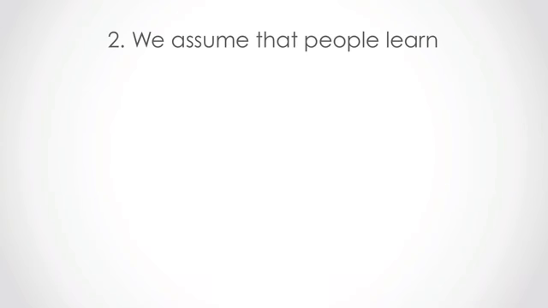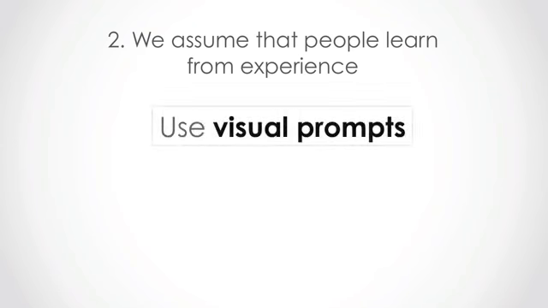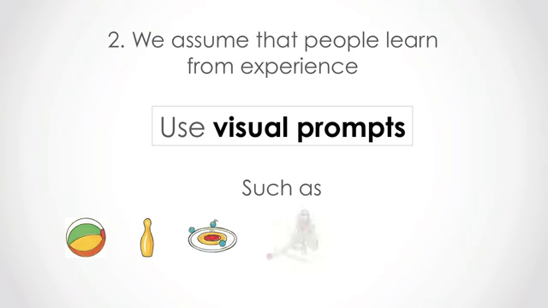Let's have a look at the second assumption. We assume that people learn from experience. Well, we can use visual prompts. These can be very simple images, such as different types of balls, different types of targets, depictions of the actual game itself, or people playing the game, pieces of equipment such as balloons, and different types of balls to depict what's going to happen.